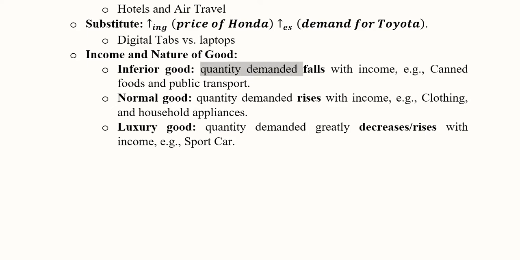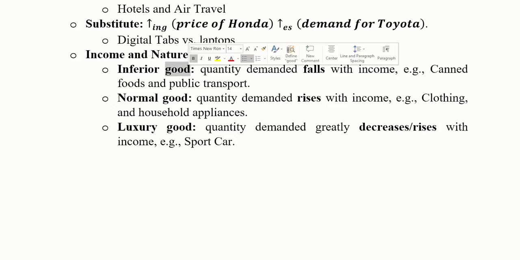Because if the quantity demanded of a certain good falls when the income is rising, then we can say that it is a good that we do not prefer much, or we consider it an inferior good. This is why, as we have an increasing income, we would like to substitute this good and bring in some other type of good which is superior to it. So it can include canned food, it can include public transport. If we have higher incomes, we will shift to our own vehicles instead of using public transport. So it can be considered an inferior good.